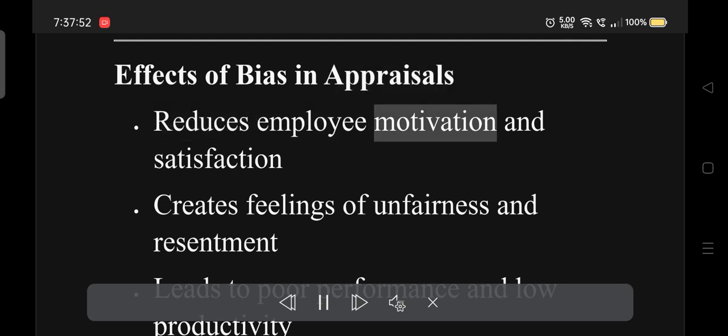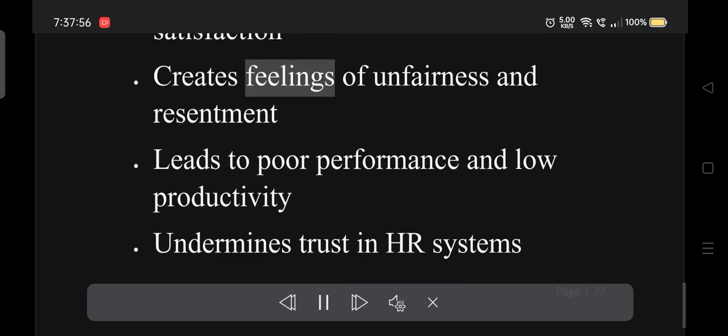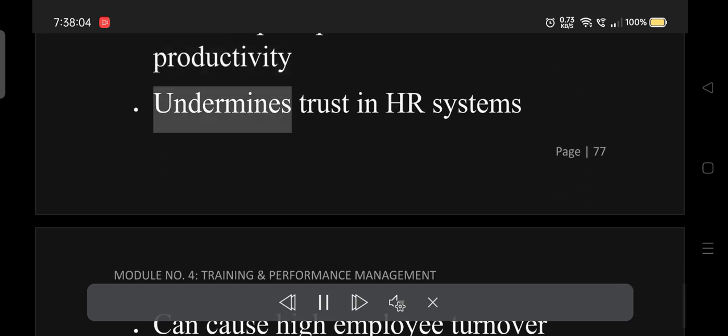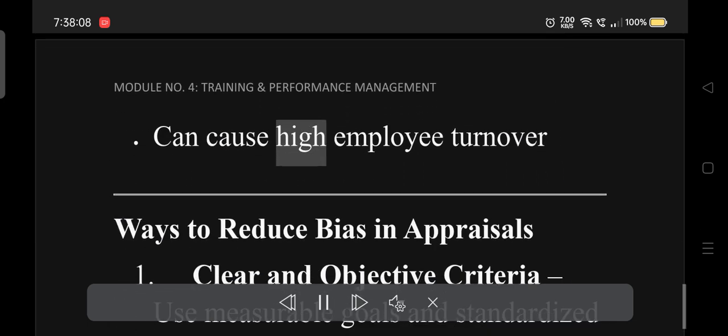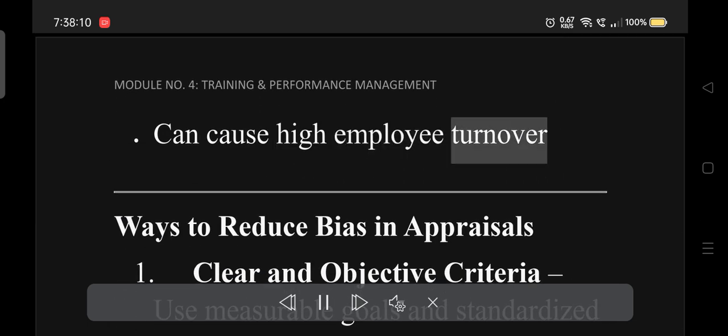Effects of bias in appraisals. Reduces employee motivation and satisfaction. Creates feelings of unfairness and resentment. Leads to poor performance and low productivity. Undermines trust in HR systems. Can cause high employee turnover.